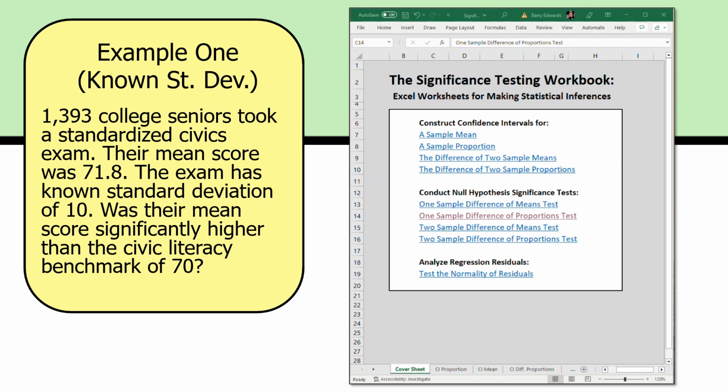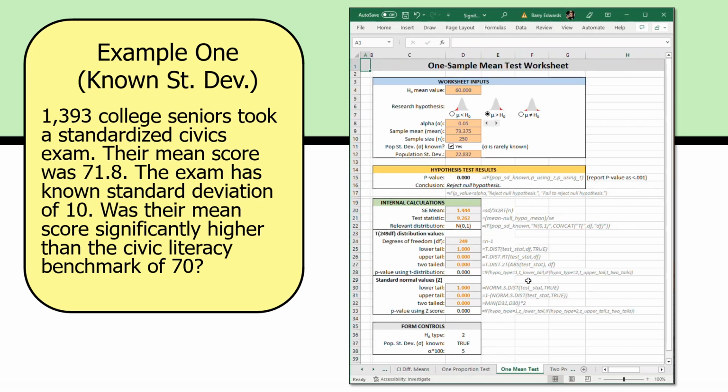So there's really two flavors of this test. One with a known population standard deviation, fairly rare, that will calculate a z-statistic, as we'll see. And this is what this example is, a known standard deviation. And to preview the other example, that has an unknown standard deviation, so it is estimated from the sample. To do this example, I will use the one sample difference of means test worksheet.